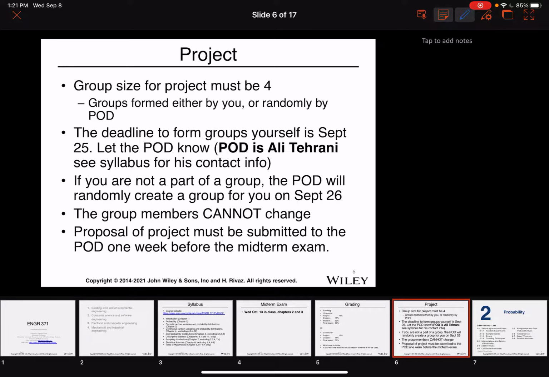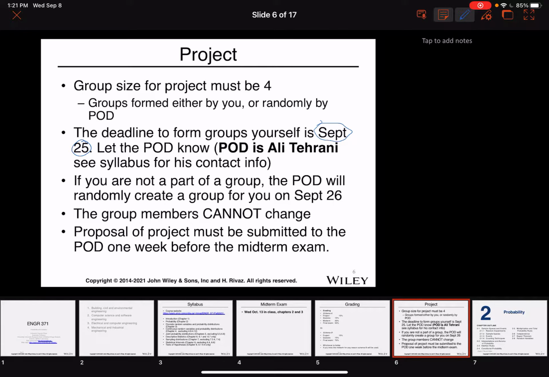It has a lot of very important information for you. You have to form your groups by September 25. If you don't, then the POD will randomly assign you to different groups on September 26th. Any questions?